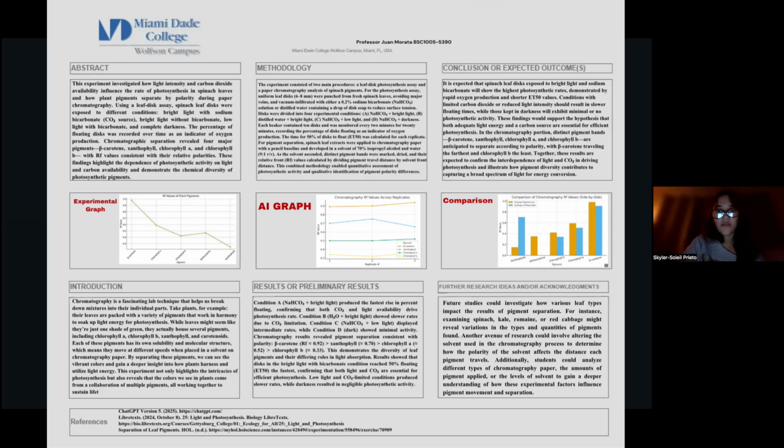Chromatography results revealed pigment separation consistent with polarity. This demonstrates the diversity of leaf pigments and their differing roles in light absorption. Results showed that discs in the bright light with bicarbonate condition reached 50% floating the fastest, confirming that both light and CO2 are essential for efficient photosynthesis. Low light and CO2 limited conditions produced slower rates, while darkness resulted in no photosynthetic activity.